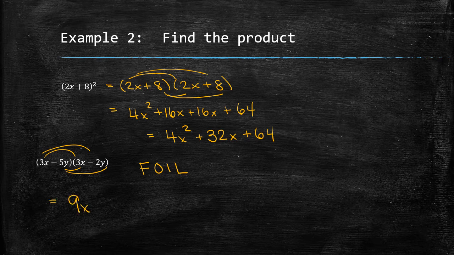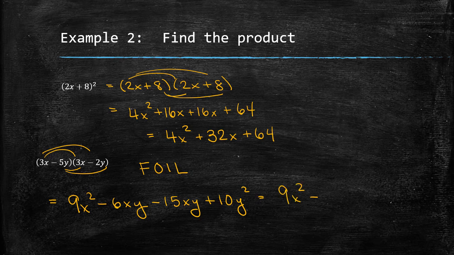So we have 9x squared minus 6xy. I'm now distributing the minus 5y. So now I have minus 15xy plus 10y squared. Add my like terms in the middle. So I have 9x squared minus 21xy plus 10y squared.